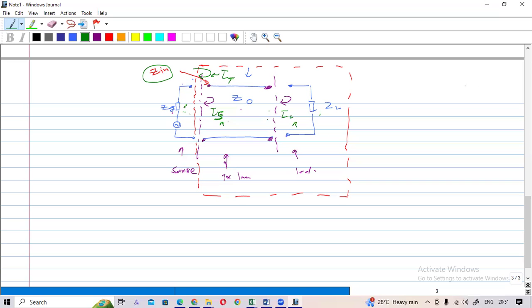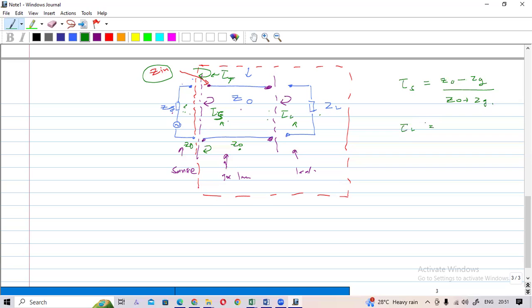So tau S can be rewritten. This impedance is Z naught, this impedance is Zg. So the reflection is in this way, so you have to start from here. I told you, no? So that is Z naught minus Zg divided by Z naught plus Zg. As well, you can write tau L.